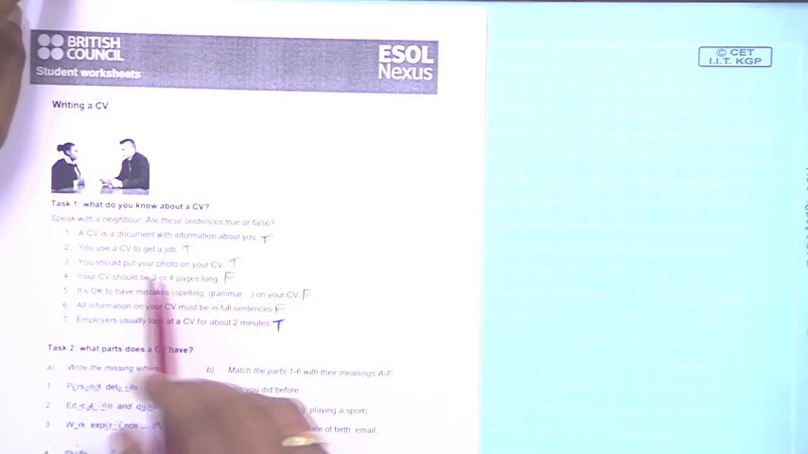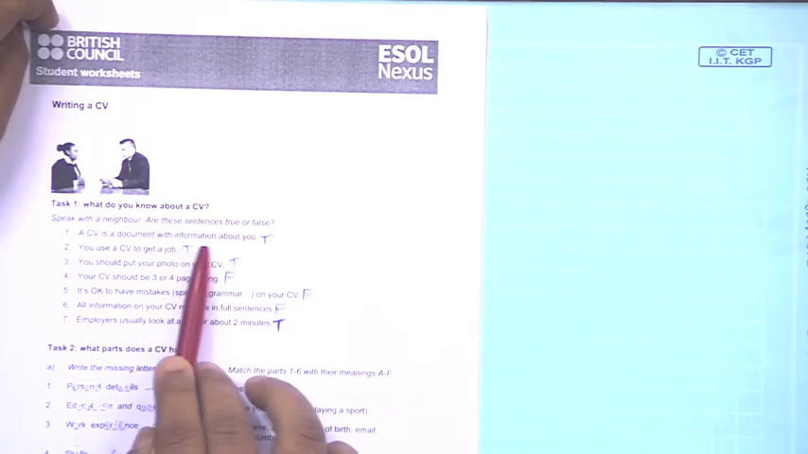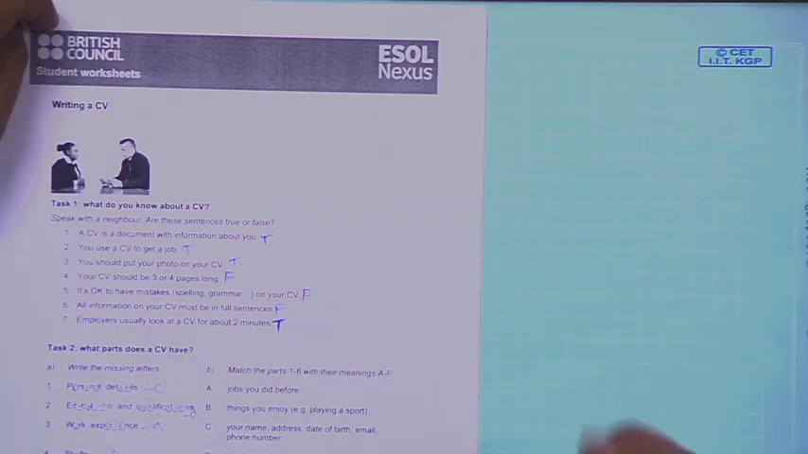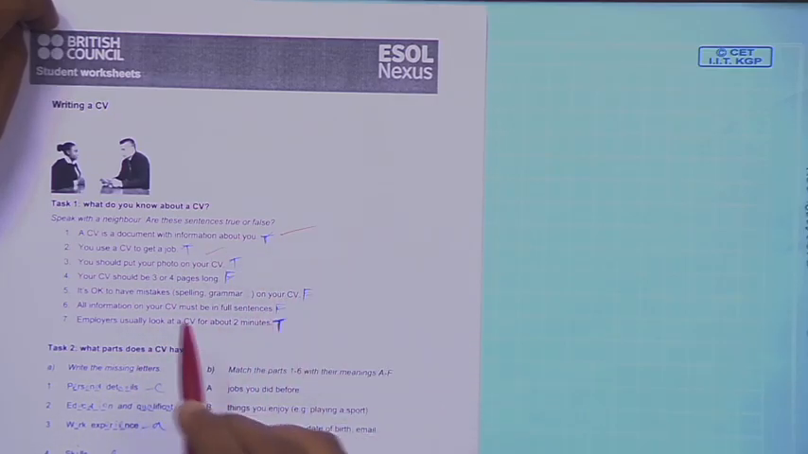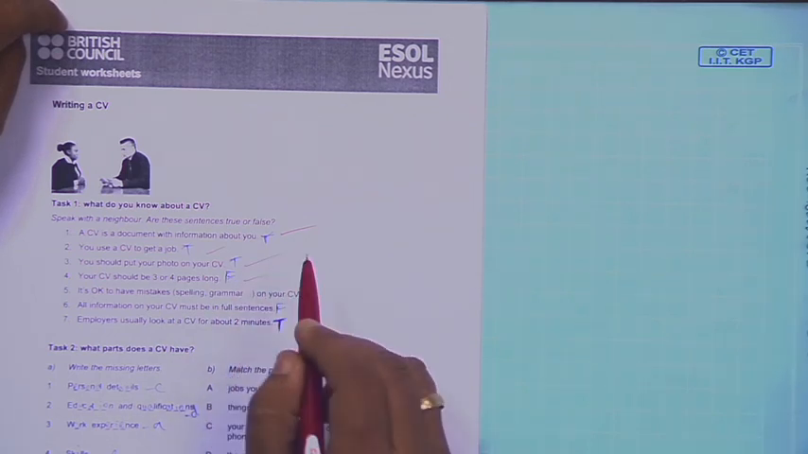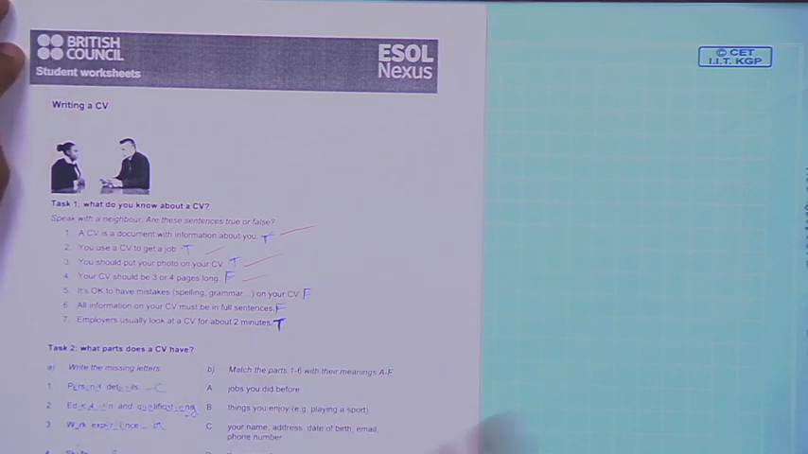Okay, so these are some sentences which Ms. Varsha Vijay has answered. The CV is a document with information about you. True. You use a CV to get a job, right? You should put your photo on your CV. True. Your CV should be 3 or 4 pages long. False. It should be minimum. Even when you are much more experienced, say you have 30 years of experience, you have a short CV and you have a lot of enclosures. A CV should preferably be not more than 3 or 4 pages long.